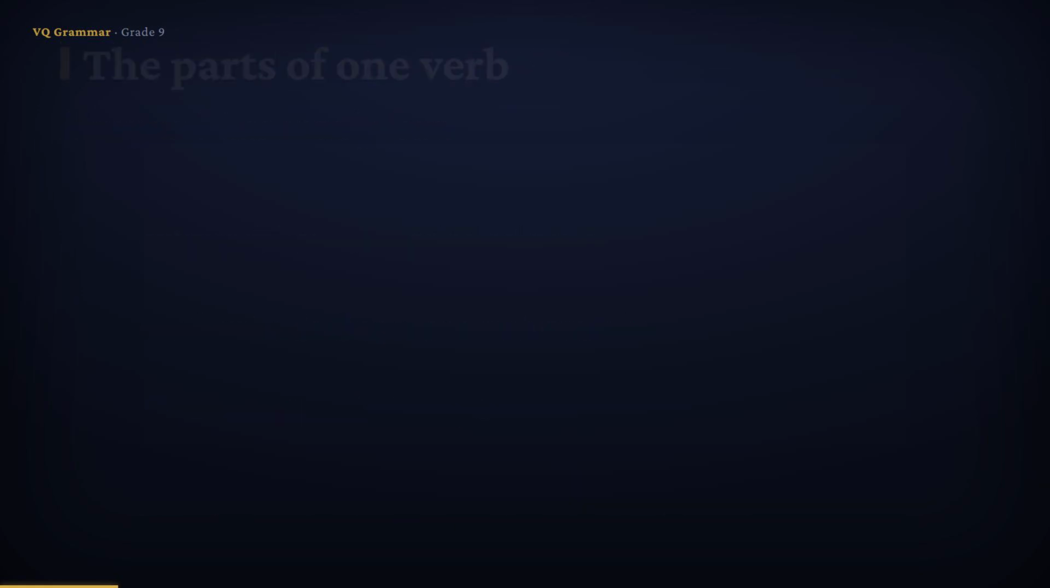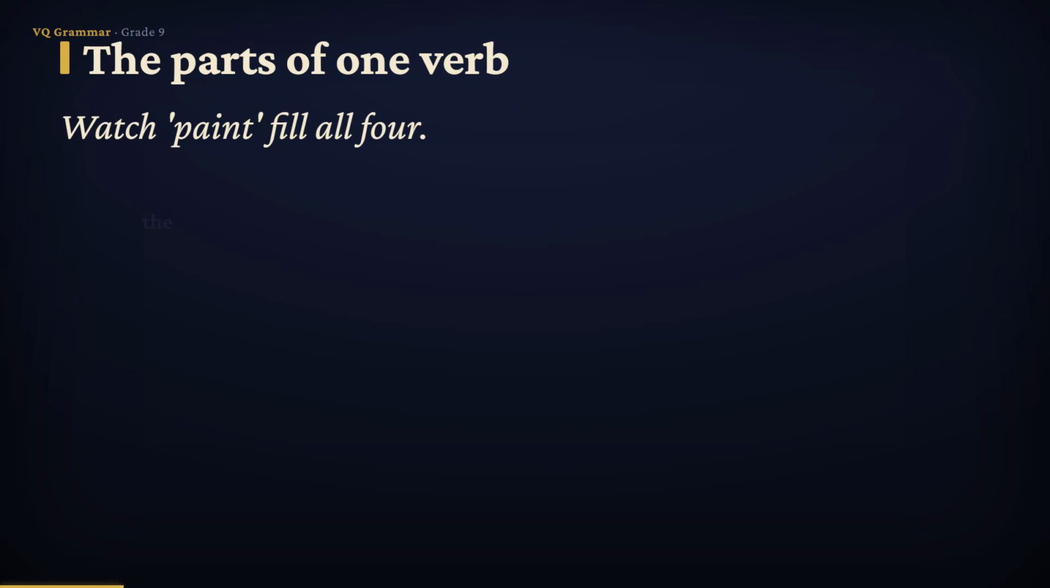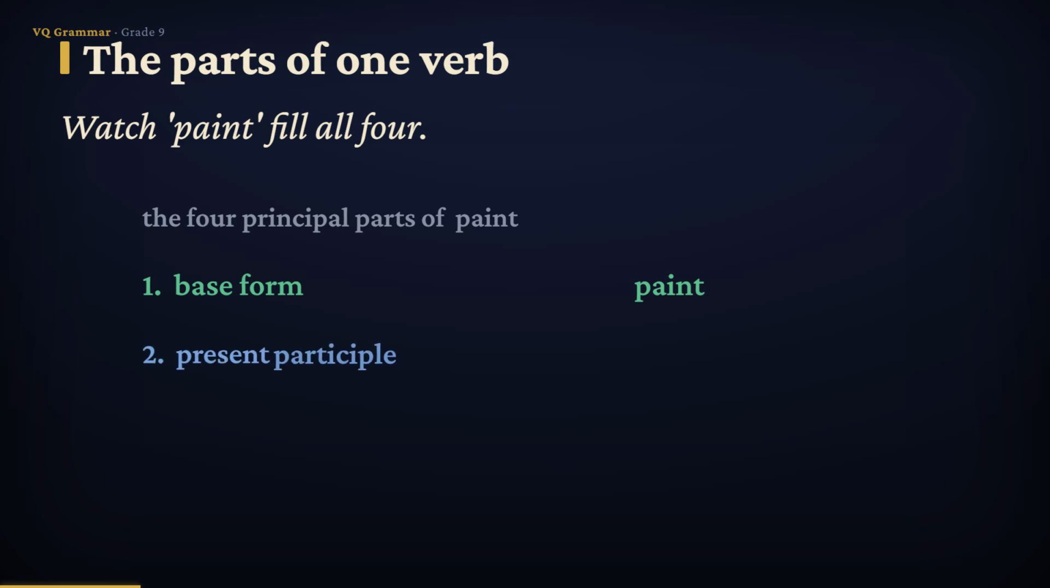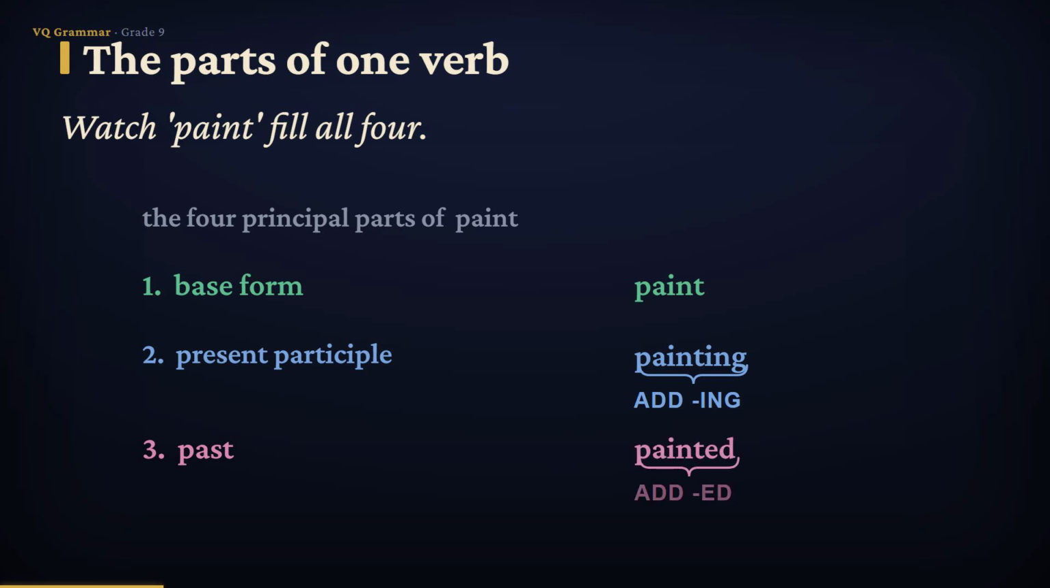Let's meet each one. Here are the 4 parts laid out using the regular verb paint. Part 1 is the base form, just paint, the plain dictionary word. Part 2 is the present participle, painting. We make it by adding ing to the base. Part 3 is the past, painted, formed by adding ed. And part 4 is the past participle, which for a regular verb looks exactly the same as the past, painted again. Notice that for regular verbs, the past and the past participle are twins.